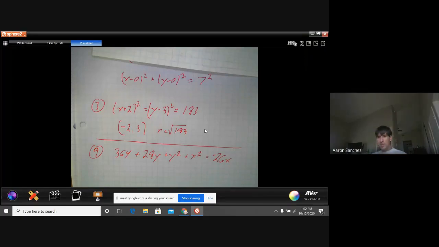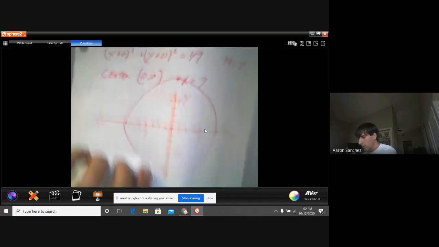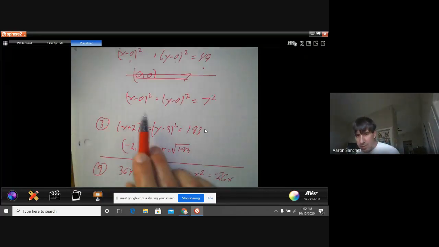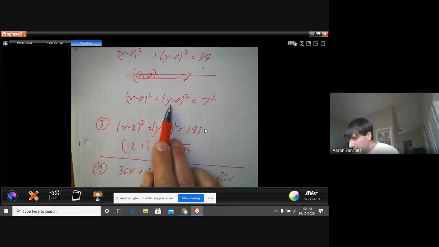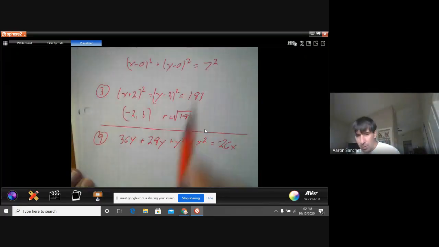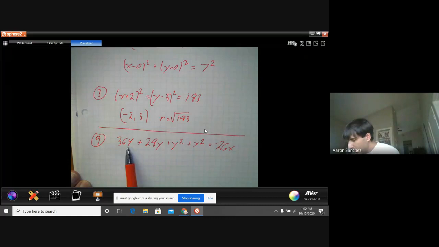The first step is cleaning it up. If you look at our regular equation here, it's x's together, y's together, and the number over here, right? The number with no x's or y's. So we're going to bring the 364 over here, so that'll help us get our radius. And bring the negative 26 over here, on the left side.